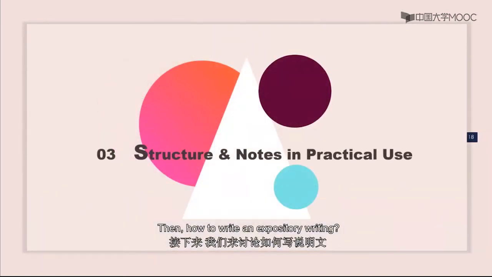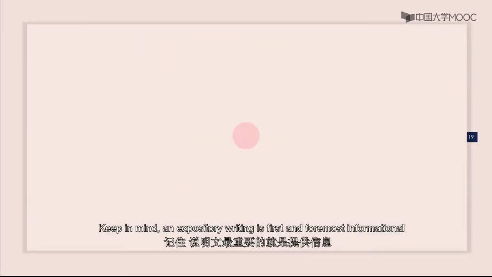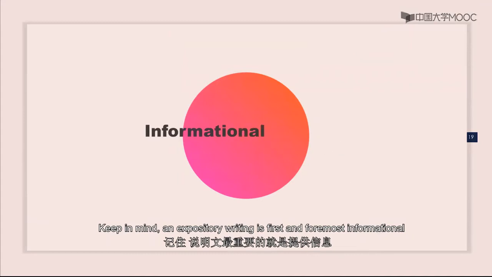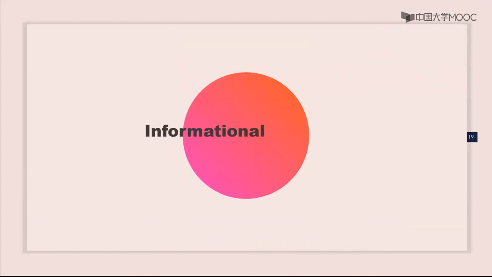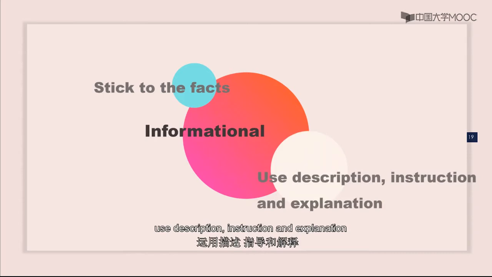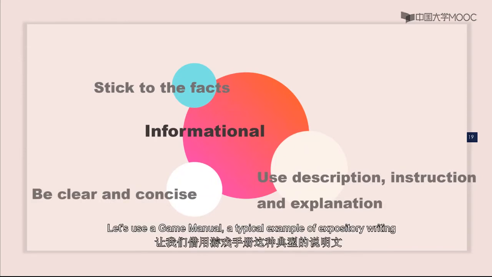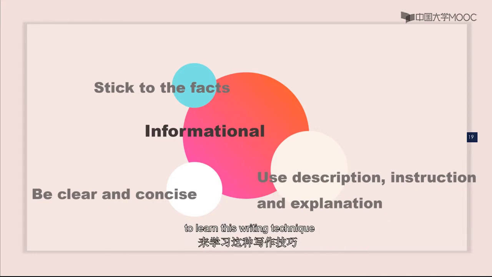Then, how to write an expository writing? Keep in mind, an expository writing is first and foremost informational. Thus, the basic requirements: stick to the facts, use description, instruction, and explanation, and make sure to be clear and concise. Let's use a game menu, a typical example of expository writing, to learn this writing technique.